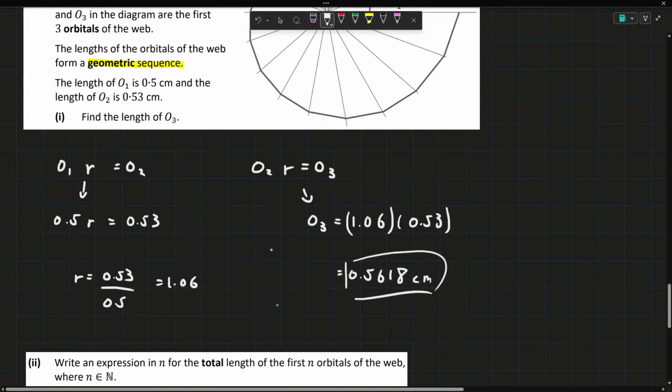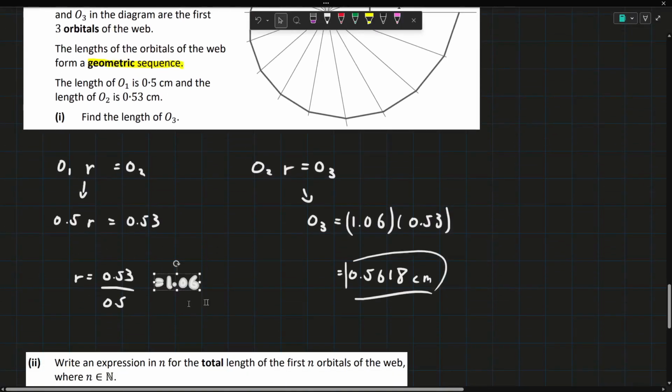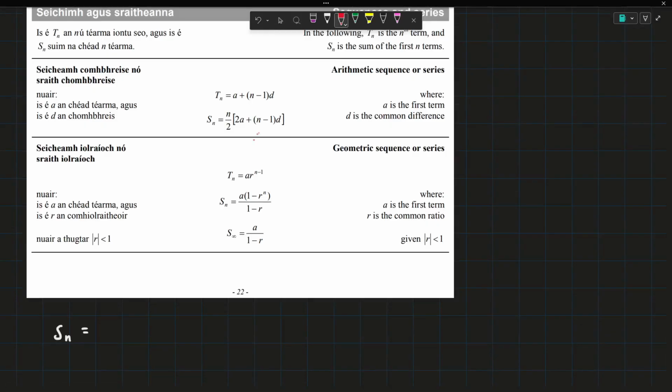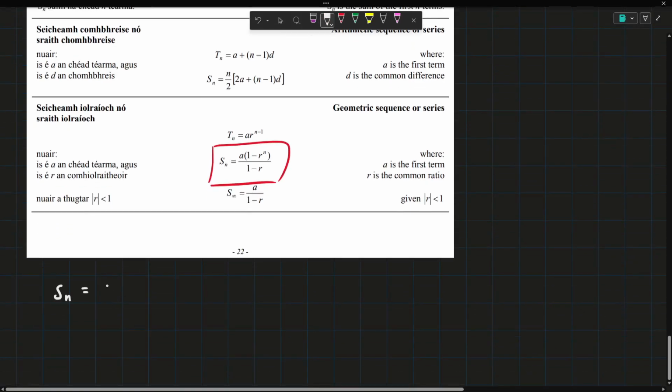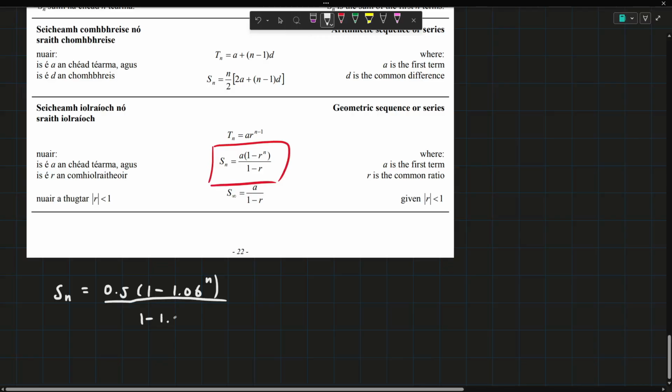And we know that our first term of these lengths is 0.5, which is O1, and the common ratio is 1.06. So we can sub into the sum of a geometric series formula here. So we have A, which is 0.5, times 1 minus 1.06 to the power of n, all over 1 minus 1.06. And we can clean this up just a little bit.